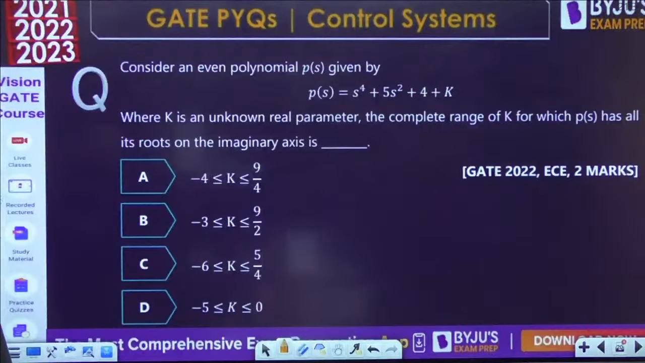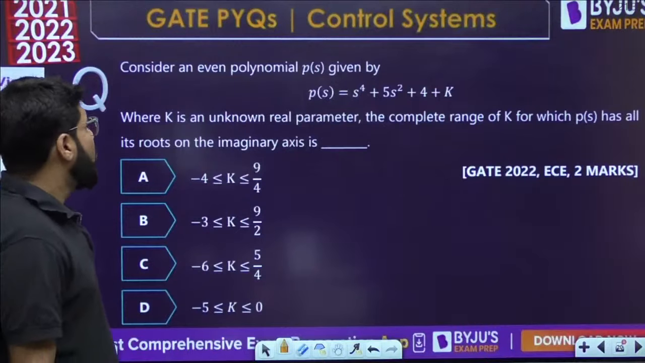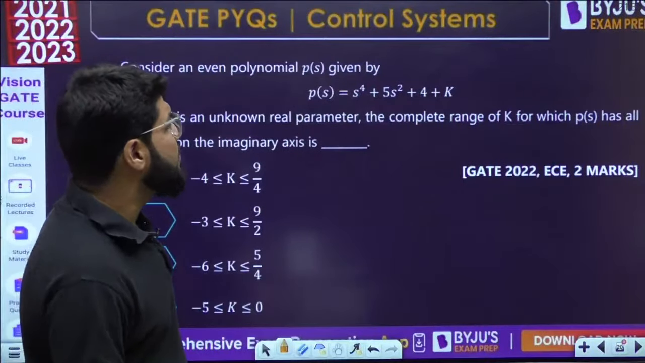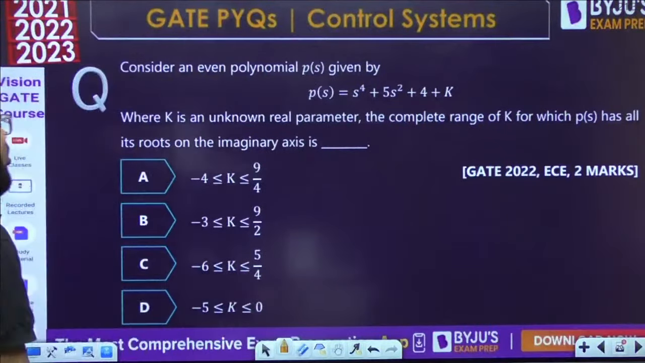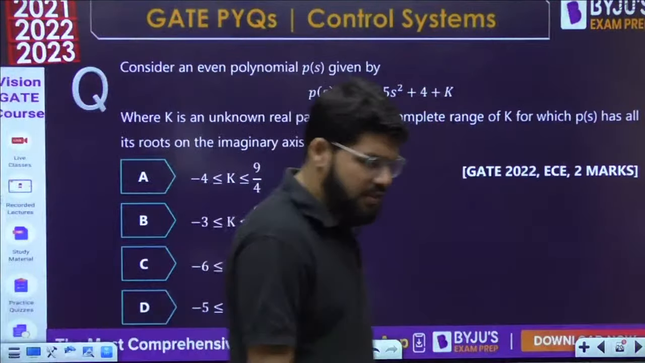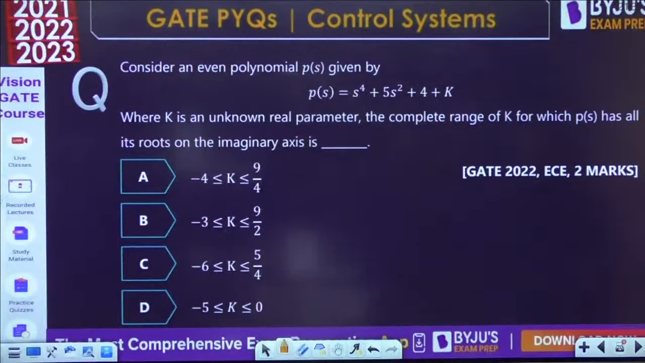Next question. Consider an even polynomial given as s power 4 plus 5 s square plus 4 plus k. Even polynomial, all odd terms are missing. Where k is an unknown real parameter. What is the complete range of k for which P(s) has all its roots on the imaginary axis?